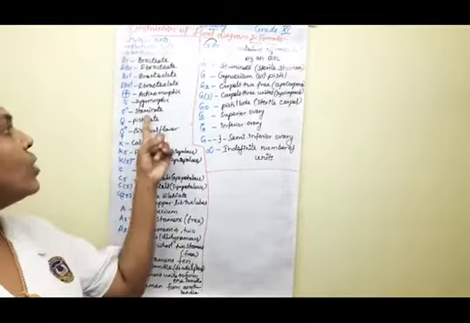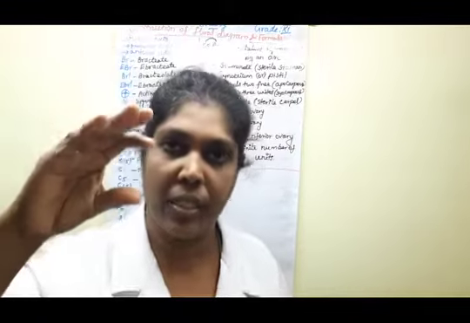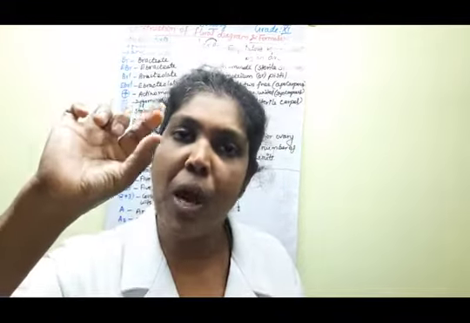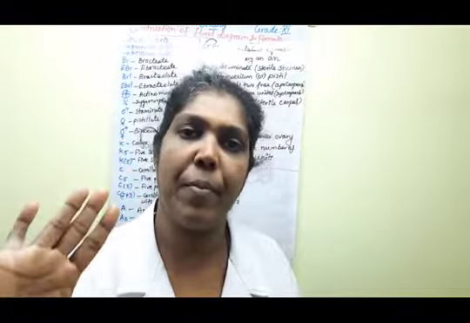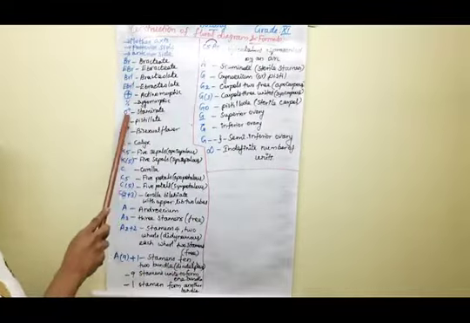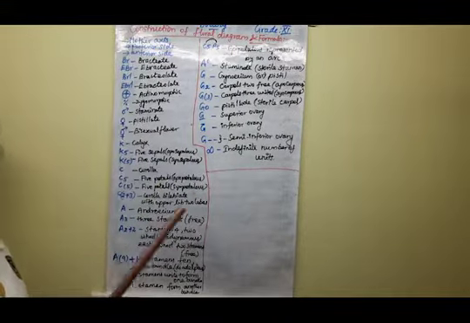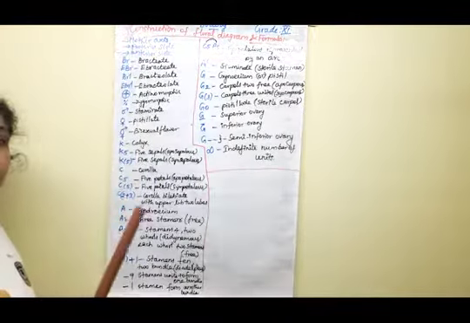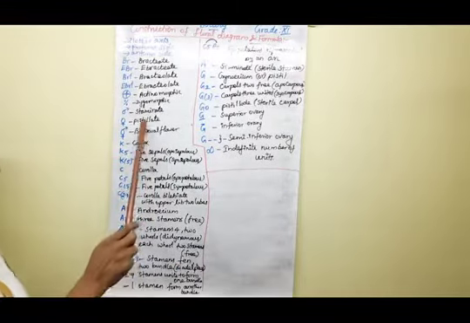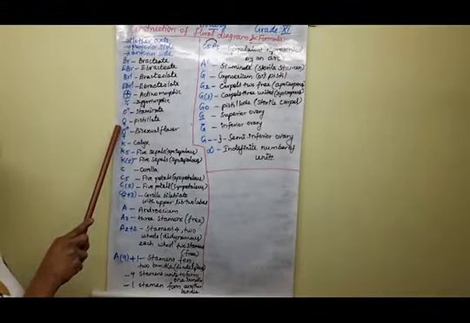So staminate means only the stamen is present. The stamen part alone is present in that flower, so you represent it with this symbol. Understood? Then suppose in a flower only the pistils are present, so you represent that with this symbol in the floral formula, like this structure.